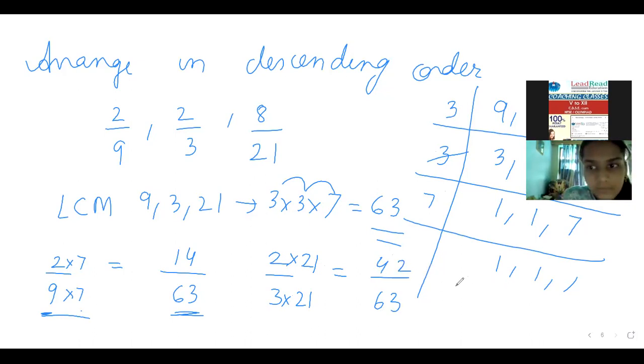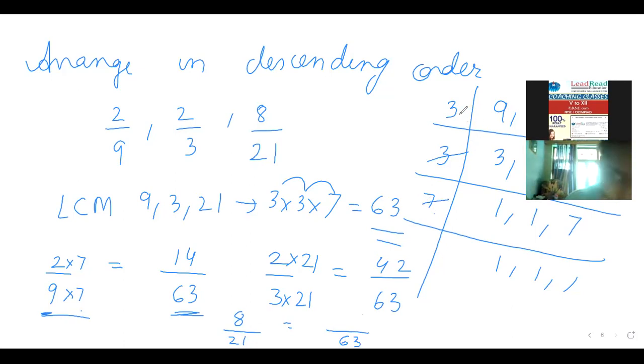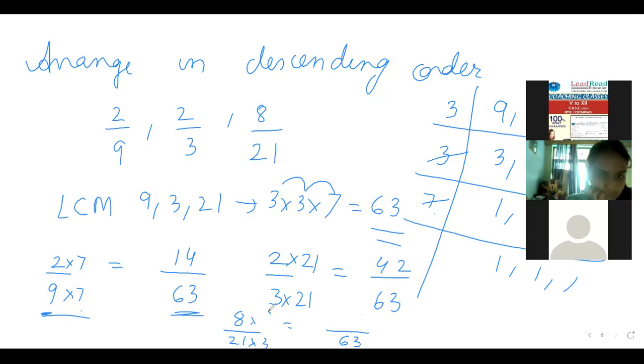So let's try the third number, that is 8 by 21. If I want to change the denominator into 63, then 3 and 7 make 21. What should I multiply? 3. I should multiply it by 3. So 8 into 3 is how much? 24. You are correct.